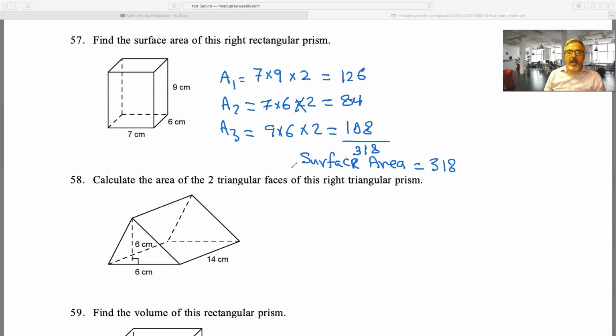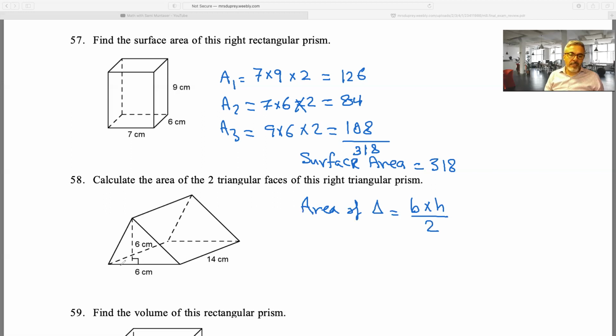Calculate the area of the triangular faces of this right triangular prism. So just the triangular face. Now the area of a triangle, this means triangle right here, equals base times height divided by 2. Over 2 means divided by 2.